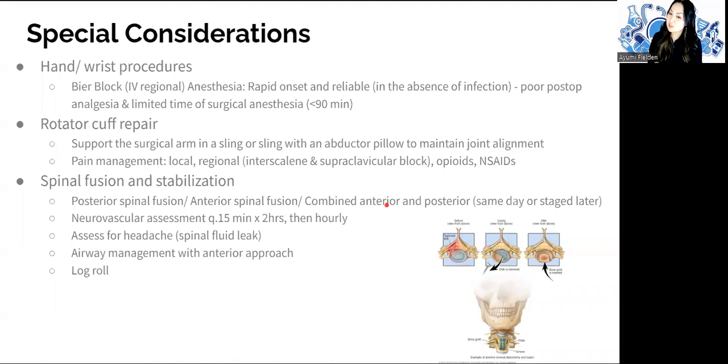For those patients, it's really important to do a neurovascular assessment as well, and often pretty frequent. Every 15 minutes times 2 hours, and every hour. Assess the patient for headache, which could be signs and symptoms of spinal fluid leak. And especially with anterior approach, when they come through the front, it can cause a tracheal edema or compression of the trachea. So it's really important to assess the airway and airway management with those patients. And you don't want the patient to be twisting around too much, so log roll the patient.